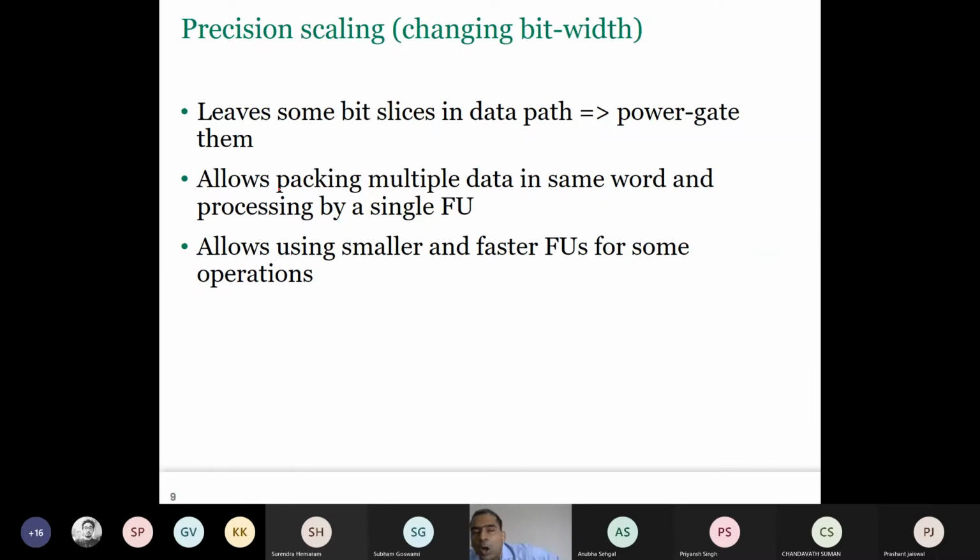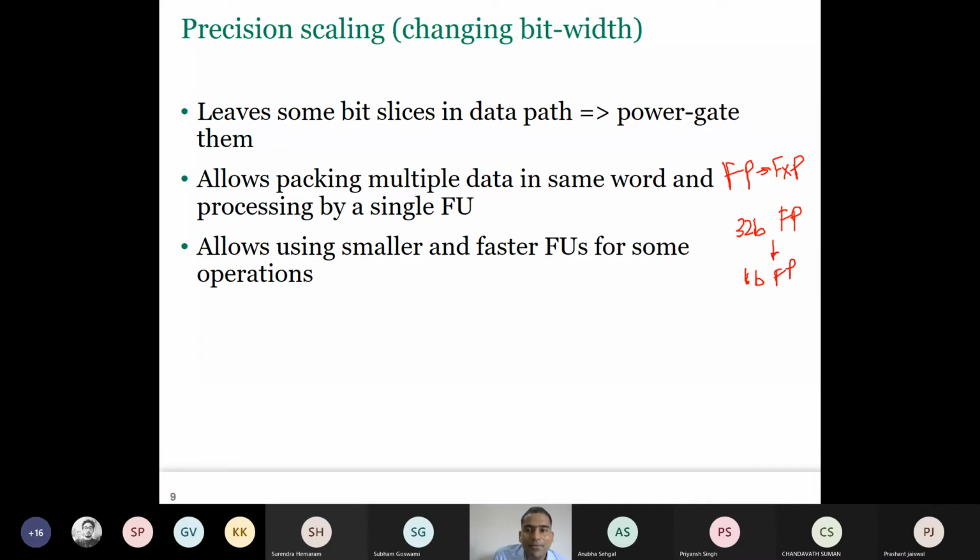So what are the optimizations which we can do based on precision scaling? Let me just explain this slide, then you can ask. Suppose we can use precision scaling, that means instead of 32-bit floating point, I can work with 16-bit floating point, or instead of floating point, I can work with fixed point. So this is the idea of precision scaling. That means we are able to work with lower precision.